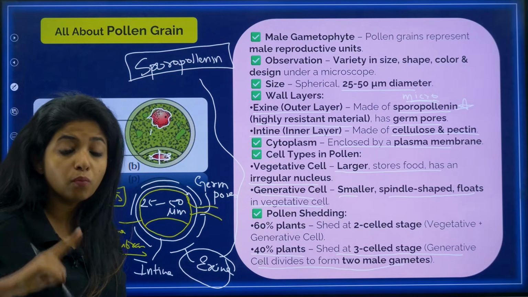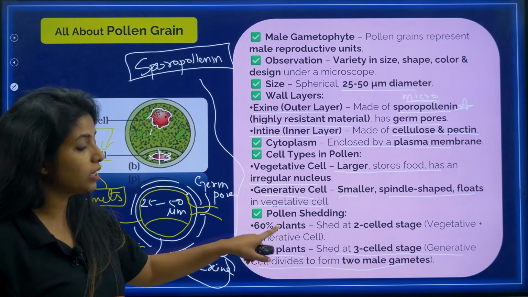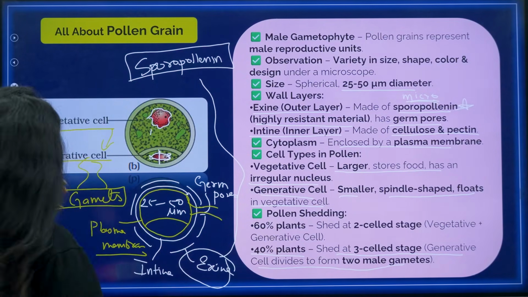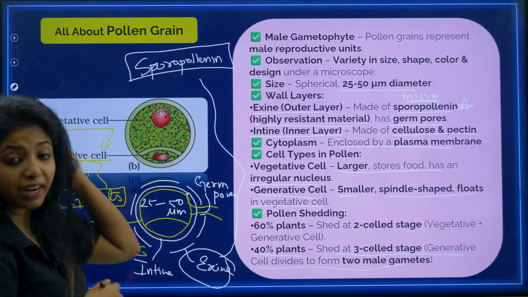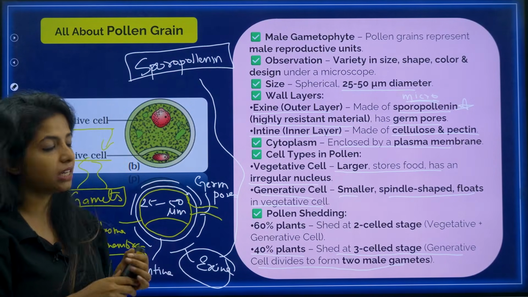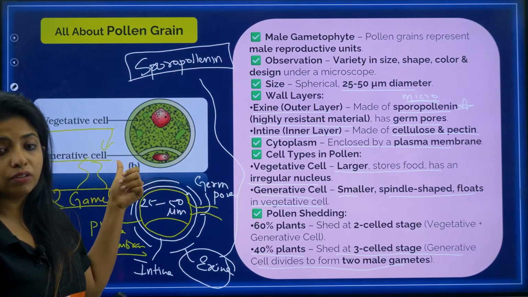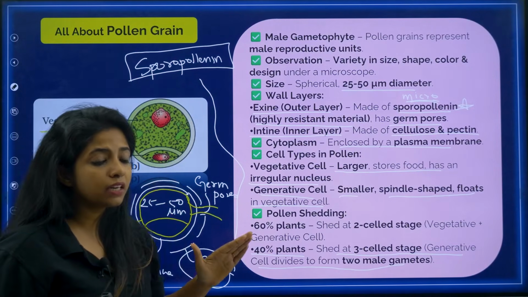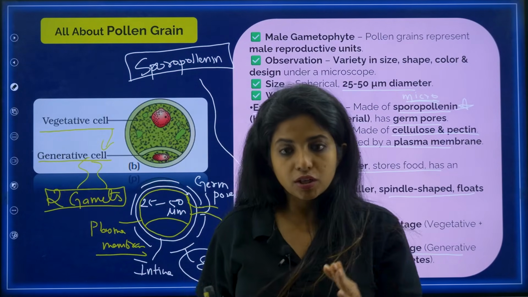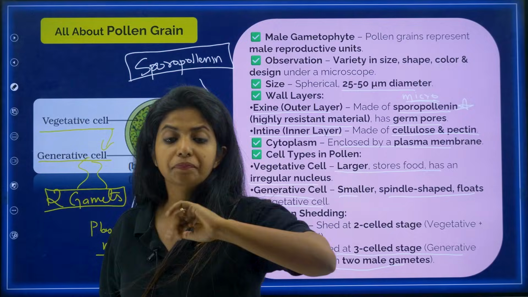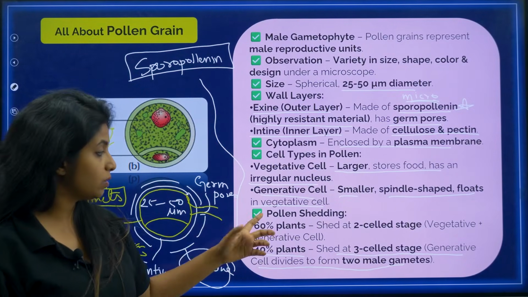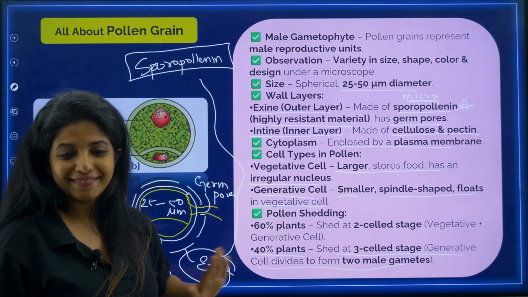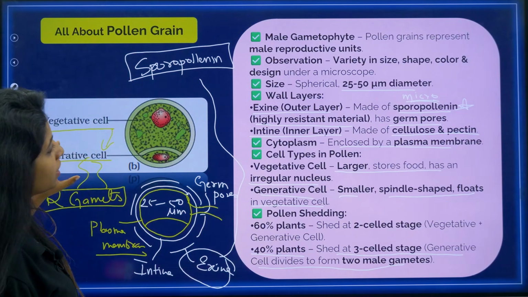But more of it, 60% of the plants, my dear children, are just going to shed in a 2-celled state. That is, there will be a vegetative cell and a generative cell. The generative cell would not be dividing until it goes and germinates. So until it lands on the stigma, it won't be dividing. So this is more common. That is why 60% of the plants show that. Cool? Works. So all about pollen grains is also done.